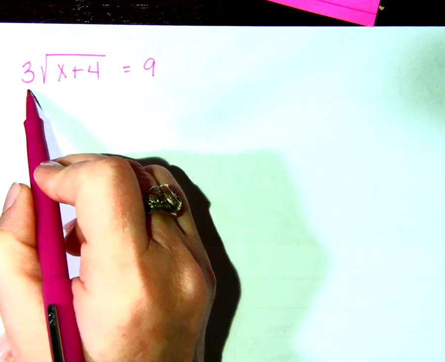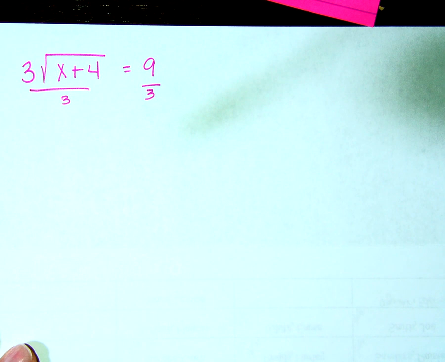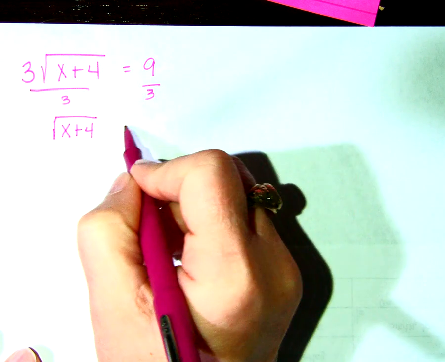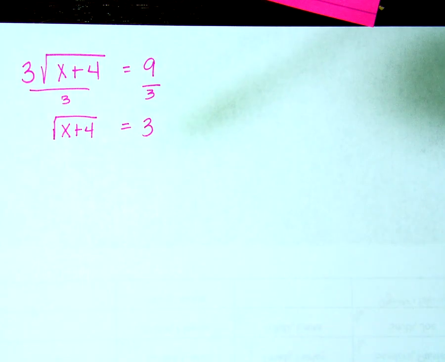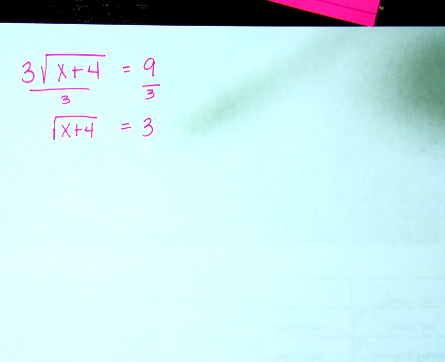Okay, so if I divide both sides by 3, what happens to the left-hand side? So square root of x plus 4 equals 3. And now? Oh, now we can. Now we can subtract 4? Oh, not yet? Because it's still inside the root, right?